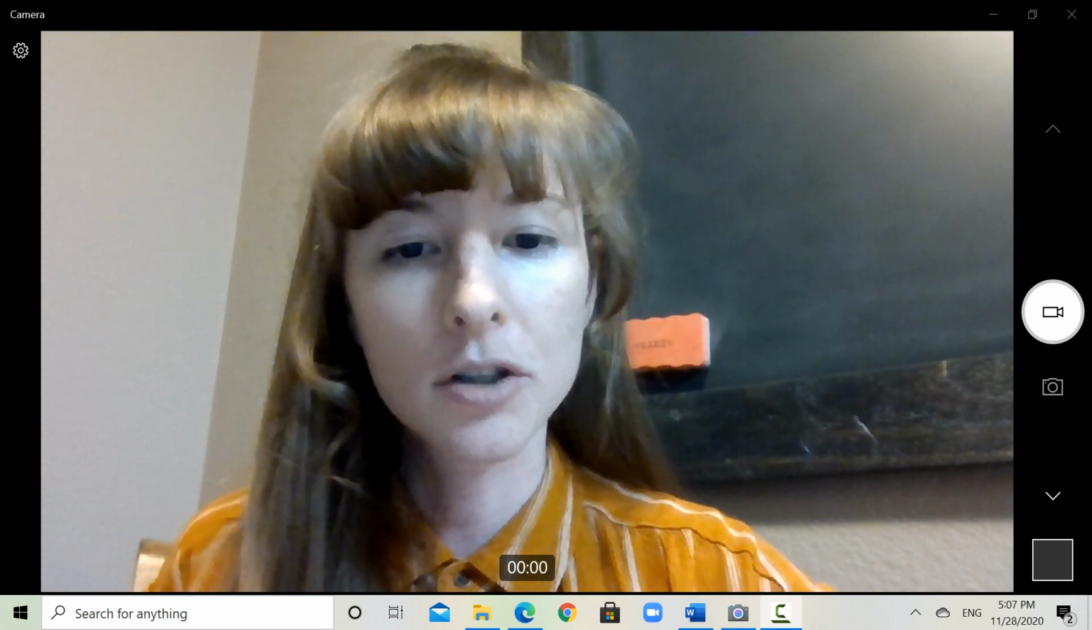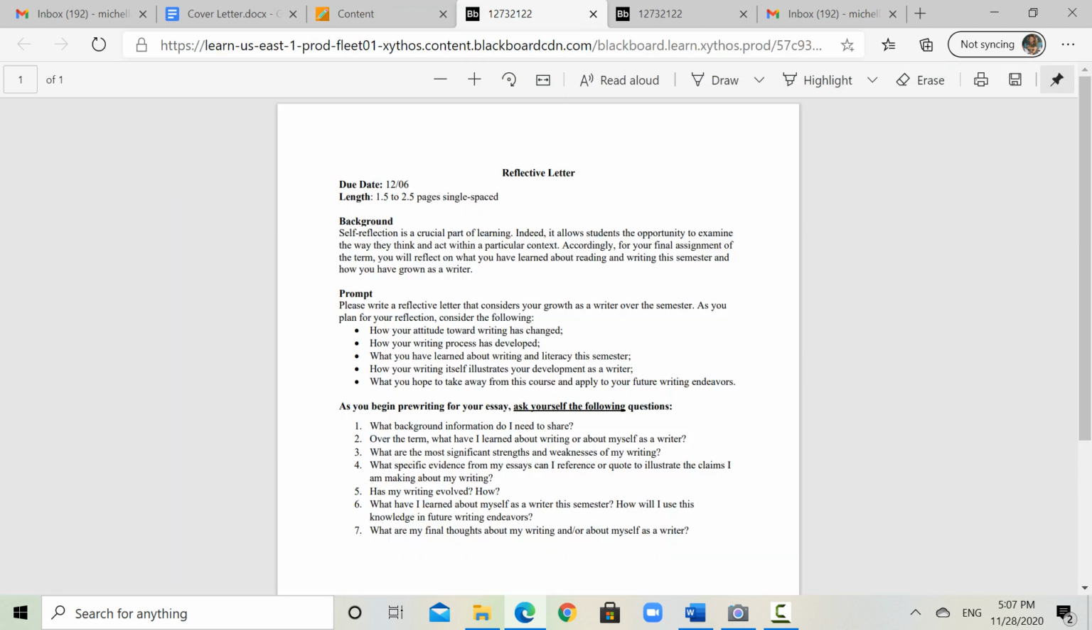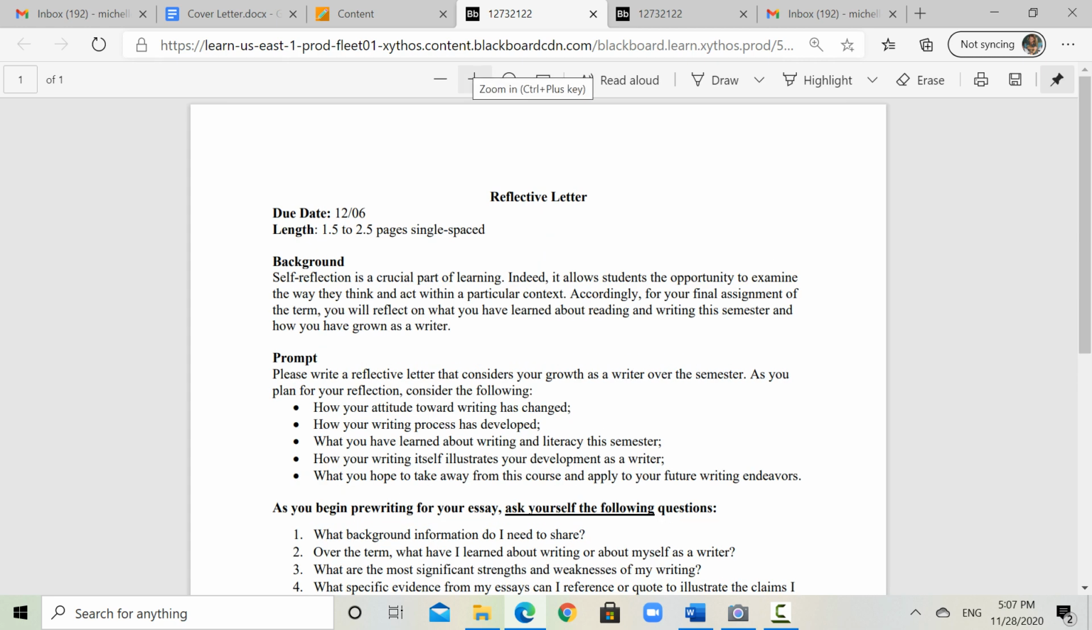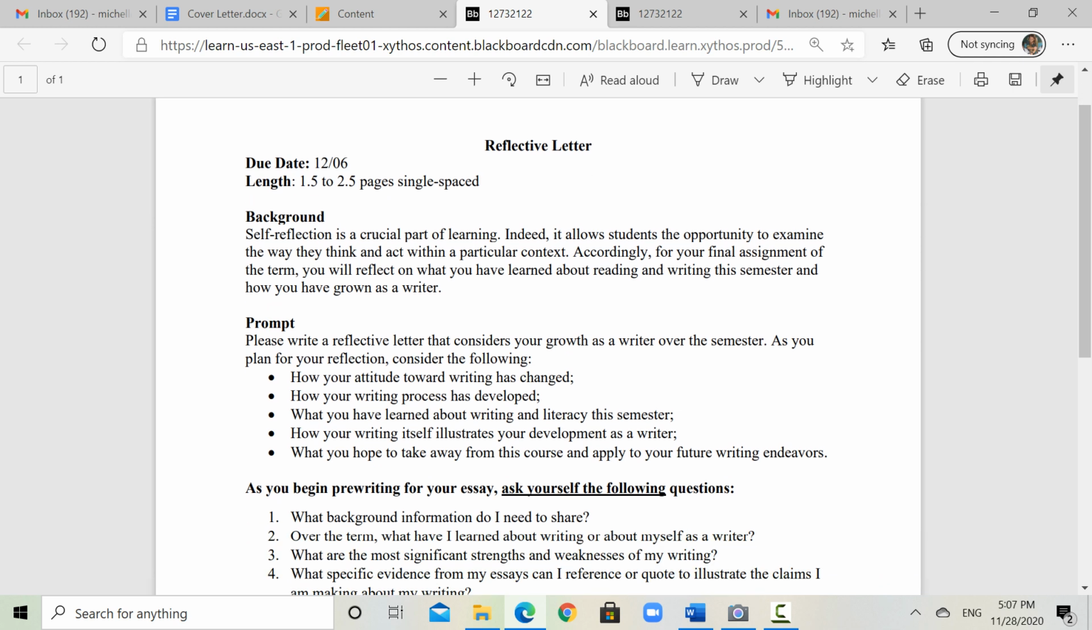So the first thing I'd like to look at is the prompt. If you go into our Blackboard page, it's the first thing, the reflective letter. As you will see, it is 1.5 to 2.5 pages. The requirement is single space. I'll talk about why in just a second. With regard to the background, in many ways, this is a self-reflection, meaning you're reflecting on your own experiences and your own learning this semester. So it'll be in first person. You'll be using the I, you'll be talking about yourself.